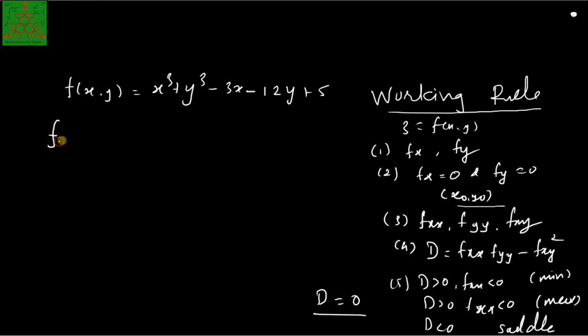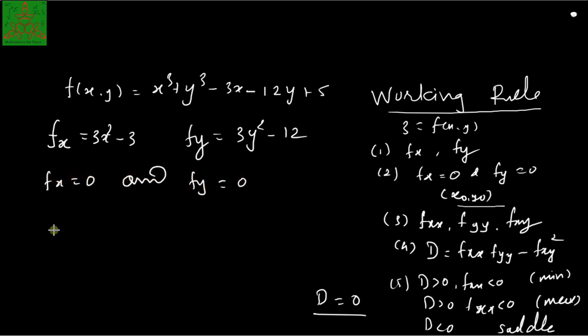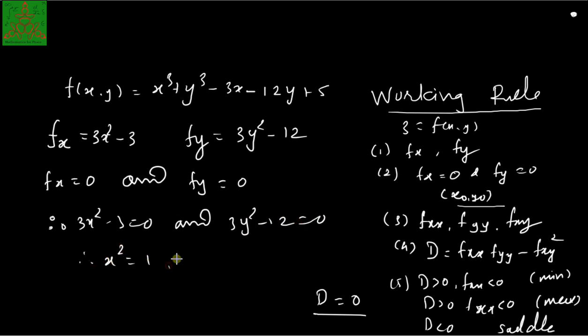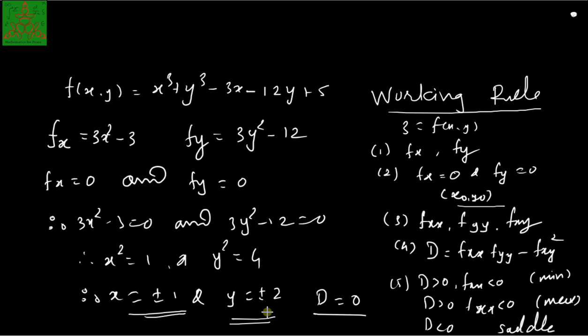So first, we calculate fx and fy. We know that fx will be 3x squared minus 3 and fy will be 3y squared minus 12. To find the critical points, we equate fx to 0 and fy to 0. So 3x squared minus 3 equals 0 and 3y squared minus 12 equals 0. Therefore x squared equals 1 and y squared equals 4, by cancelling 3 from both sides. So x is plus or minus 1 and y is plus or minus 2. Since x is plus or minus 1 and y is plus or minus 2, there are 4 possible critical points.